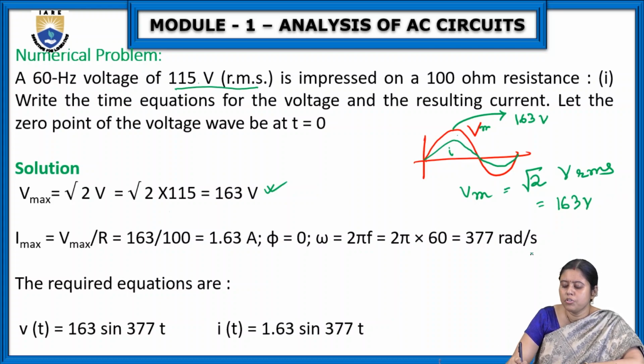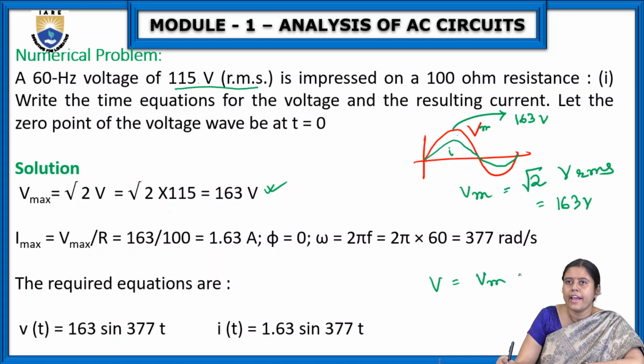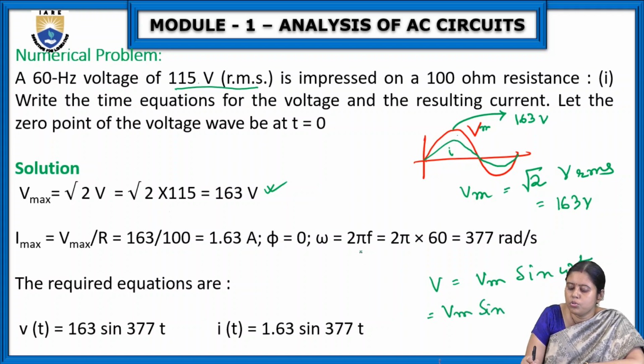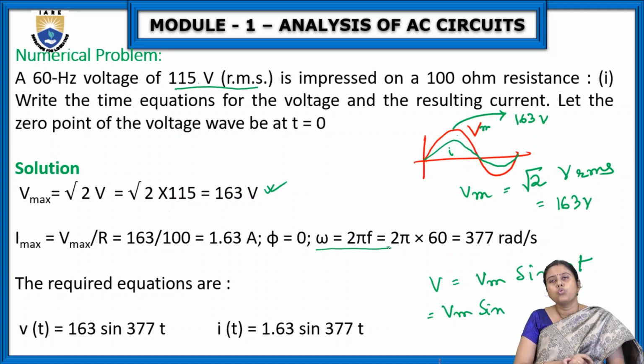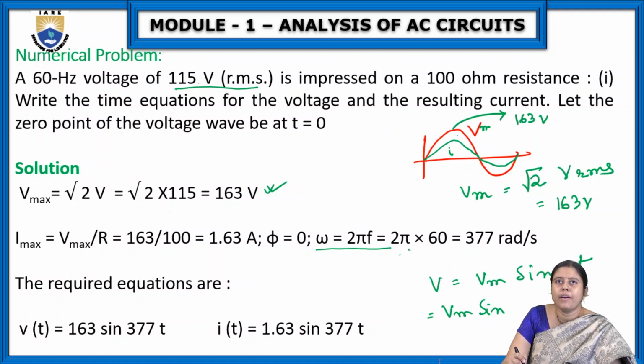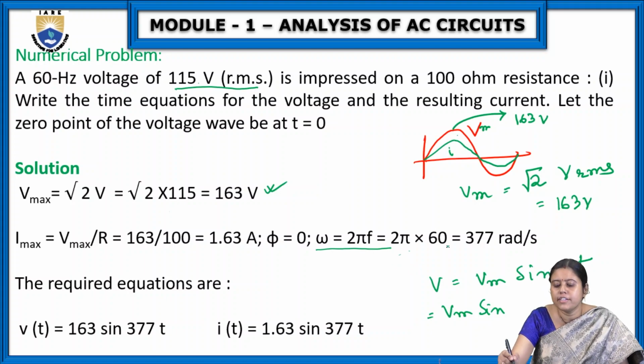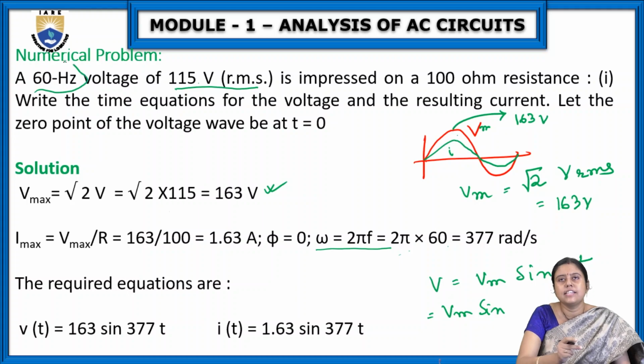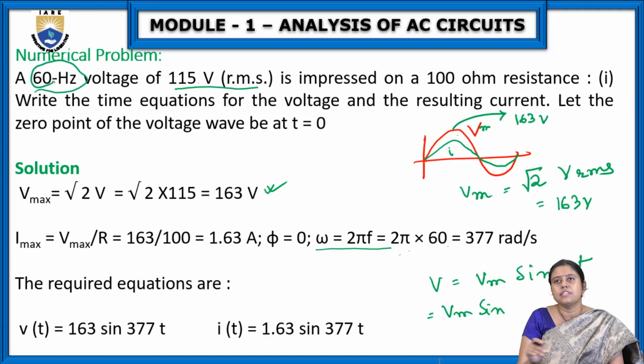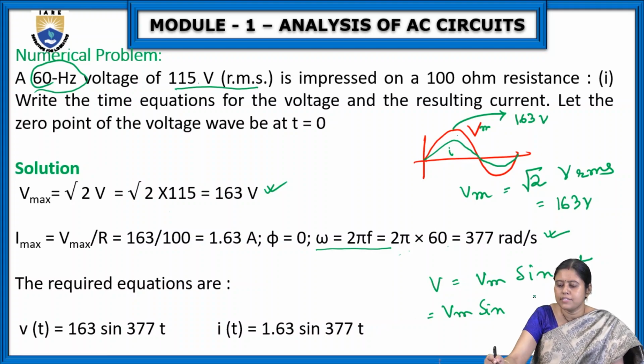Now what is the equation? We know V is equal to Vm sin omega t. What is the meaning of omega? Omega is equal to 2 pi f. Omega is equal to 2 pi f, which is 2 into pi, where pi value is 3.14, and the frequency in this problem is given as 60 hertz. So 2 pi into 60 is equal to 377 radian per second. So what is V? V is 163, the maximum value, sin 377 t.